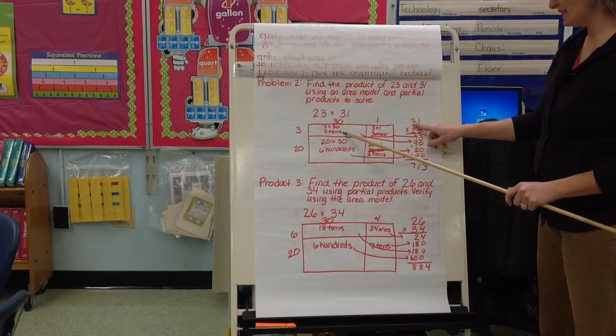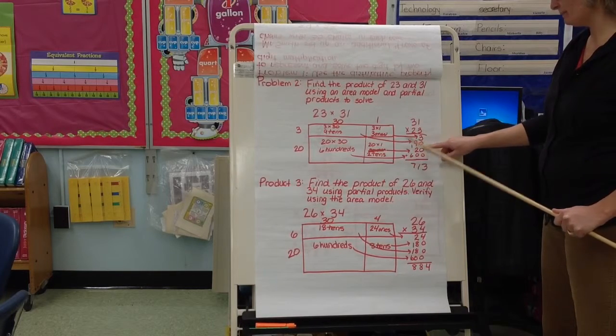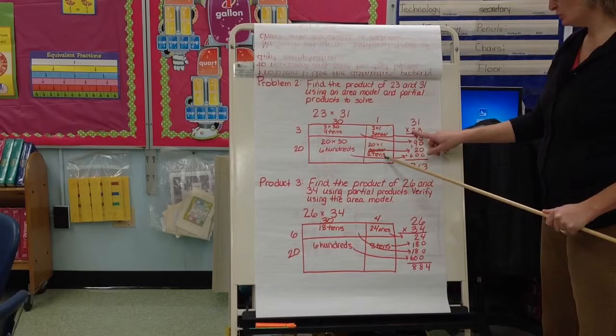That gives us 9 tens, or 90. So here's our 90 right underneath. Make sure you're lining this up. Back to the ones.